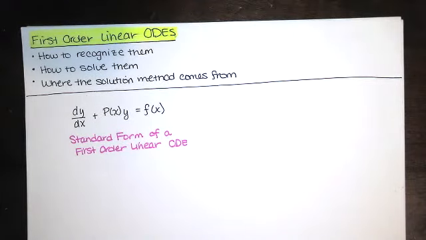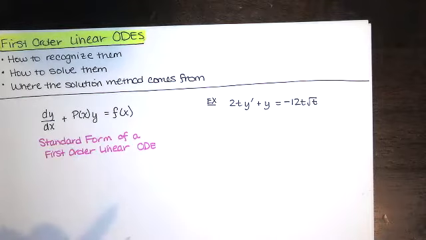Well, let's look at some differential equations and see if we can recognize whether or not they're first order linear equations. So here's our first potential example. I've got 2t times y prime plus y equals negative 12t times the square root of t. Can that be written in that form?